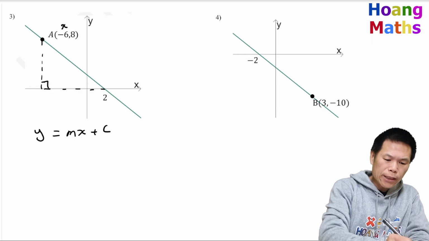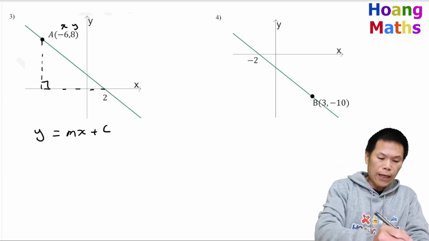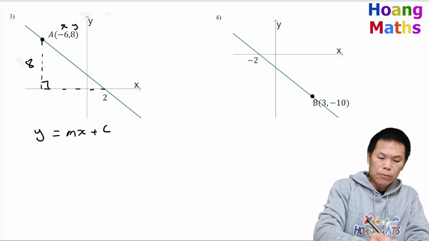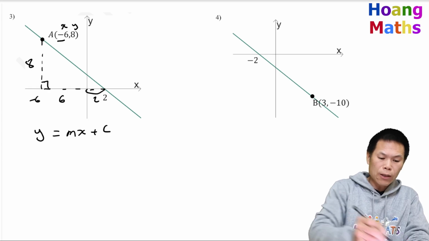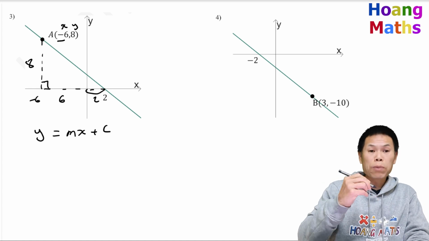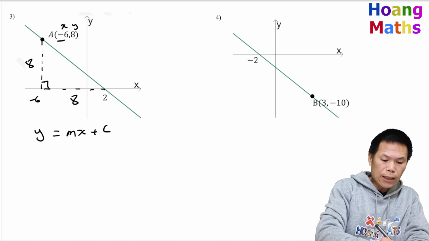Okay, that is m. So construct a right angle triangle. So this is x, this is y. So therefore, from 0 to 8 is 8 units. Okay, and from 2 to 0 is 2. And then to -6, so -6 here is 6 units. So altogether, 2 plus 6 is 8. So let me clear this. So that is 8 units.